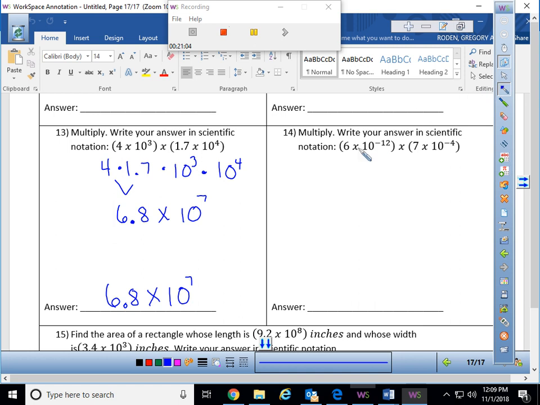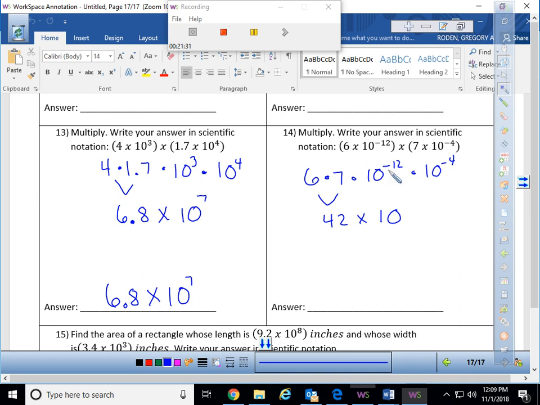Now, let's do this one right here. Let's rearrange them. So 6 times 7 times 10 to the negative 12th power times 10 to the negative 4th power. Now, what we need to do here is multiply 6 times 7. I happen to know that's 42. And then I'm going to add these exponents here. So what's negative 12 plus negative 4? Well, yeah, that's negative 16.